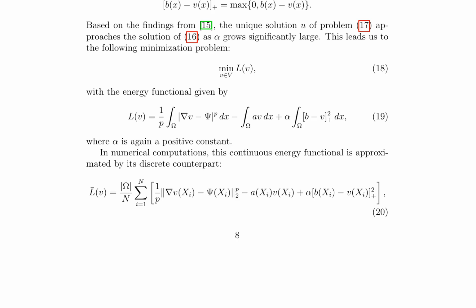In numerical computations, the continuous energy functional is approximated by its discrete counterpart, L(v) = |Ω|/n times the summation over i equals 1 to n of (1/p)|∇v(ξi) - ψ(ξi)|^p - f(ξi) v(ξi) + α (b(ξi) - v(ξi))_+^2, where ξi are the discretization points.